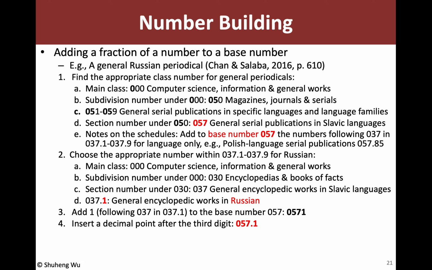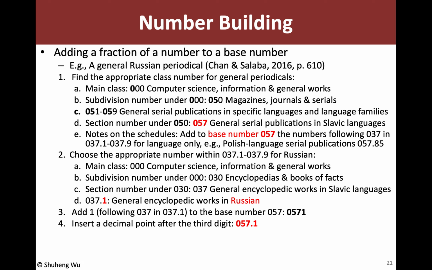And among these 3 links, this time we should select the second link as it represents general encyclopedia works in other Slavic languages, because the Polish language in this case should be the other Slavic languages. So click on 037.8. And then we find that 037.85 represents general encyclopedia works in Polish.